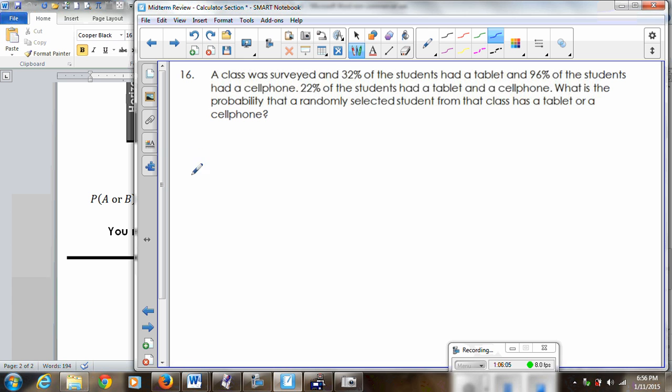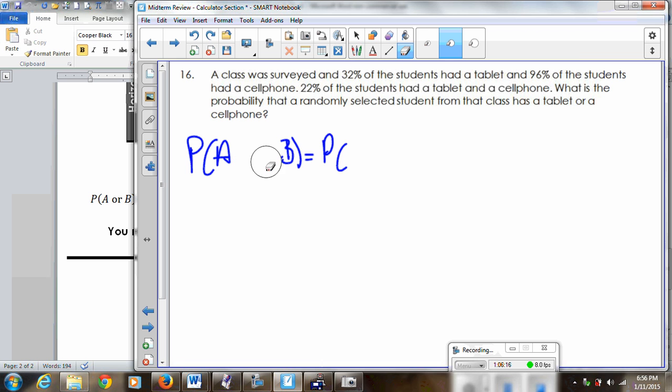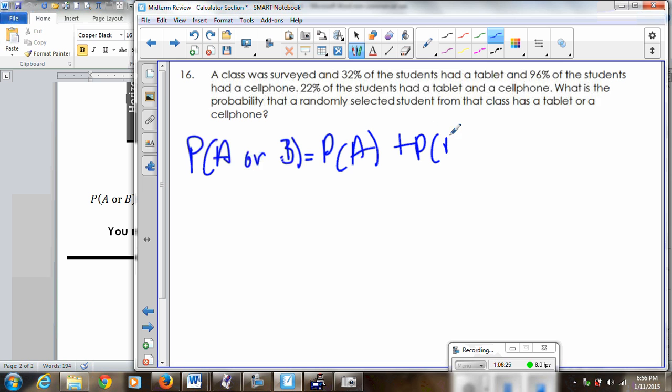So if we go back, I'll write this down. The probability of A and B is equal to the probability, oops, I wrote this wrong. It should say or. I've been doing this, it's been a long day. So the probability of A or B is simply the probability of A plus the probability of B minus the probability of A and B.